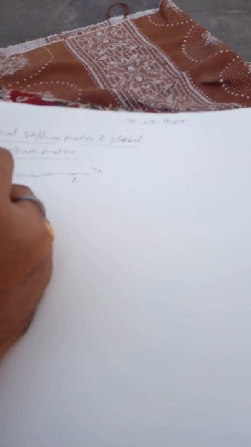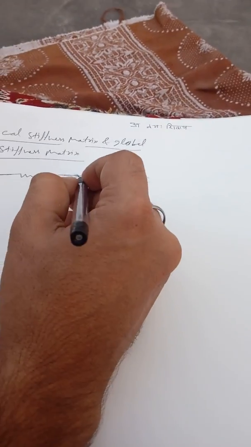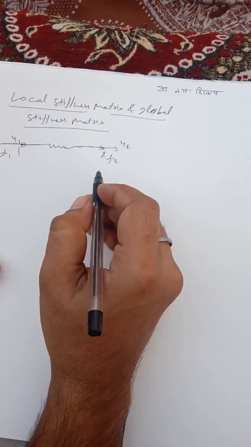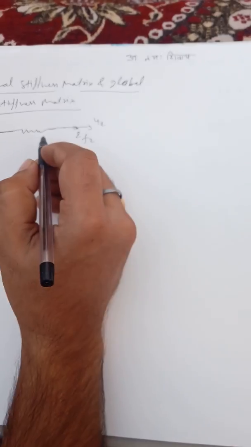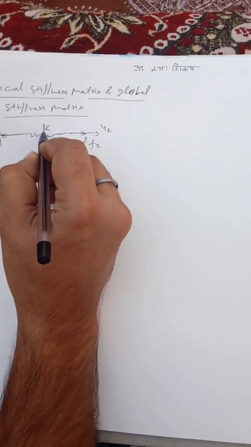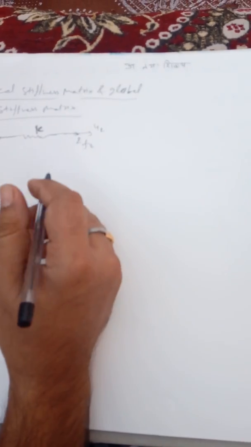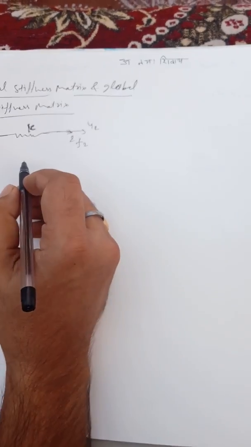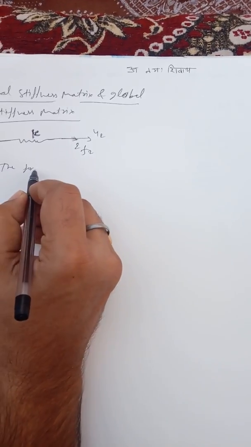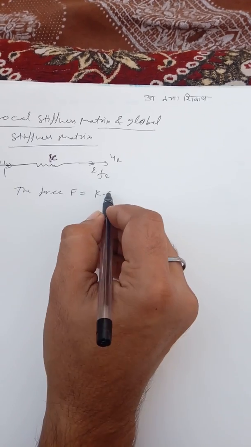Let us assume the force which exists at node 1 is f1 and the force exerted at node 2 is f2. Now there is some stiffness of the spring, k, that we are assuming. As we know, the force F is equal to k dot delta.